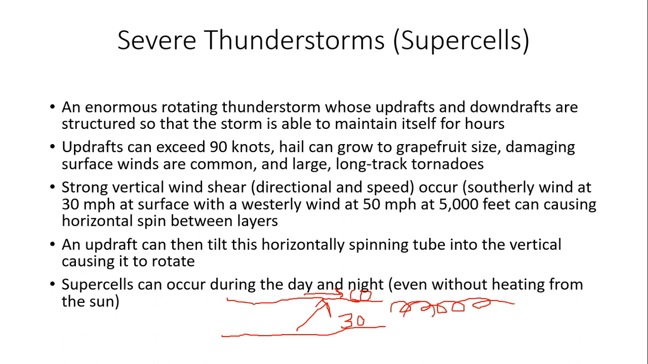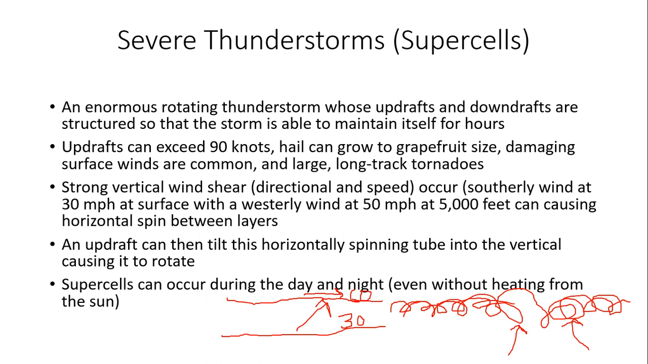So that's what I'm trying to draw here, is just this horizontal spinning of air. And if you get an updraft now to move in the vertical, it's going to lift this horizontally spinning tube of air between the surface and 5,000 feet due to the strong vertical shear. It's going to push this horizontal spinning tube into a vertical position.